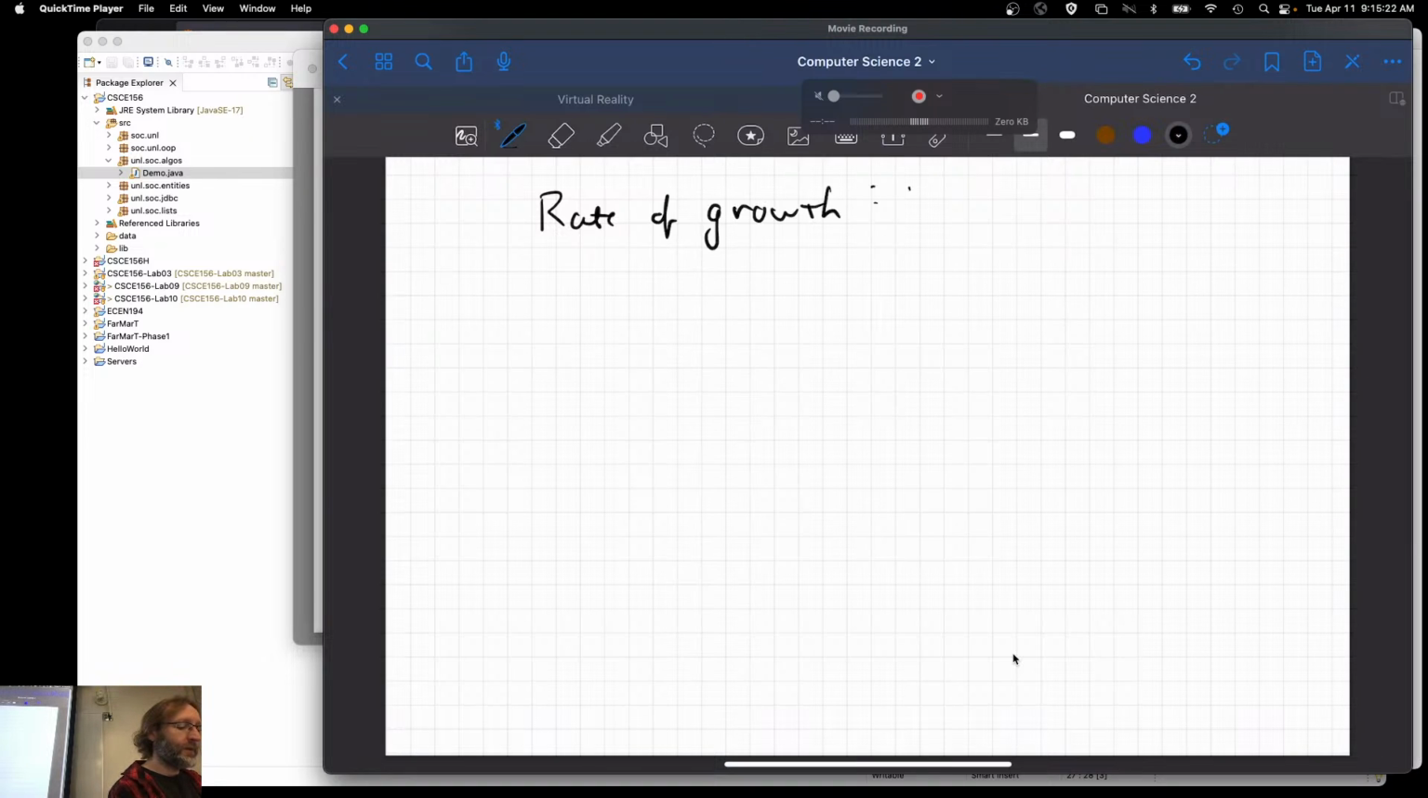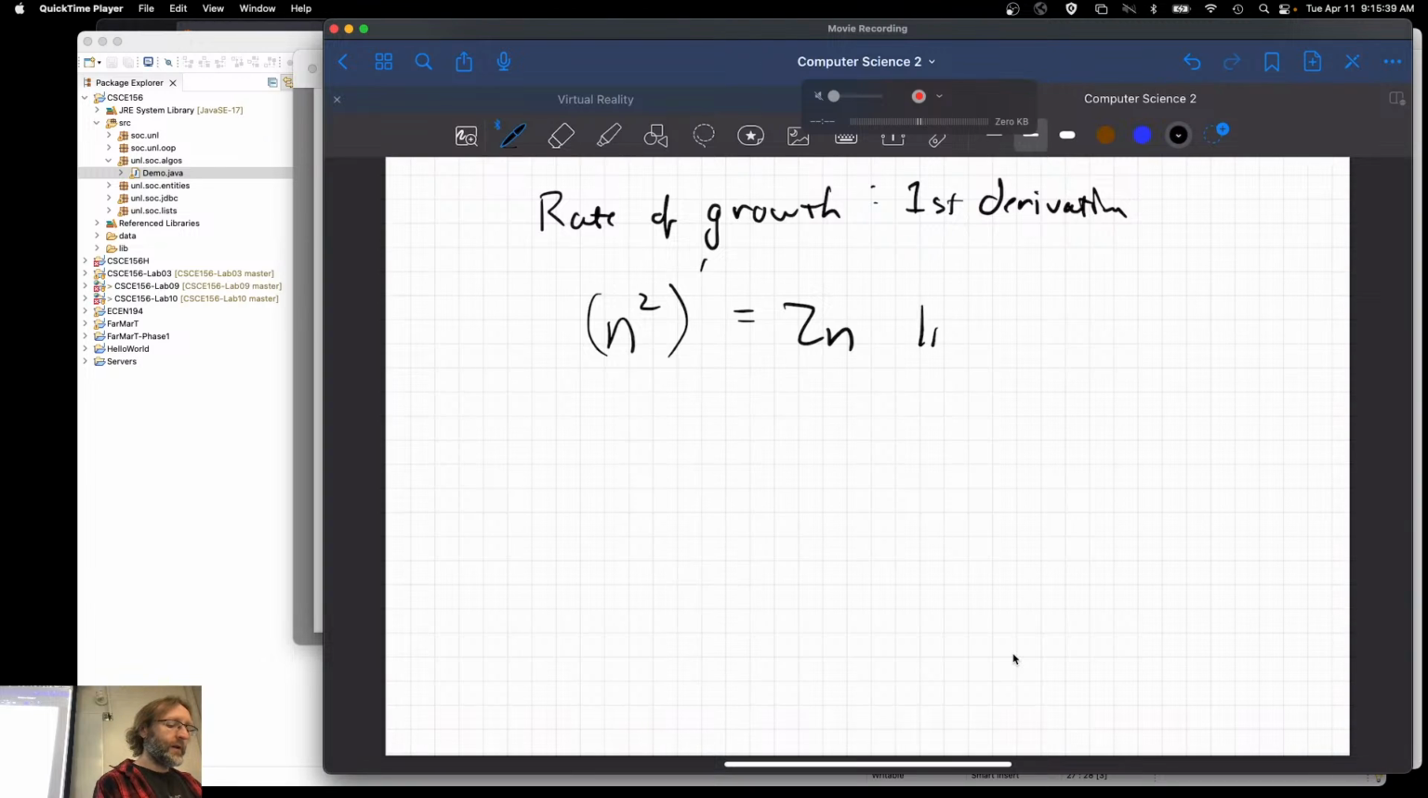Yep, the first derivative. So tell me about the rate of growth of something that behaves quadratically. N squared. What's the first derivative of this? 2n. Good. In other words, it's linear. The rate of growth is linear.